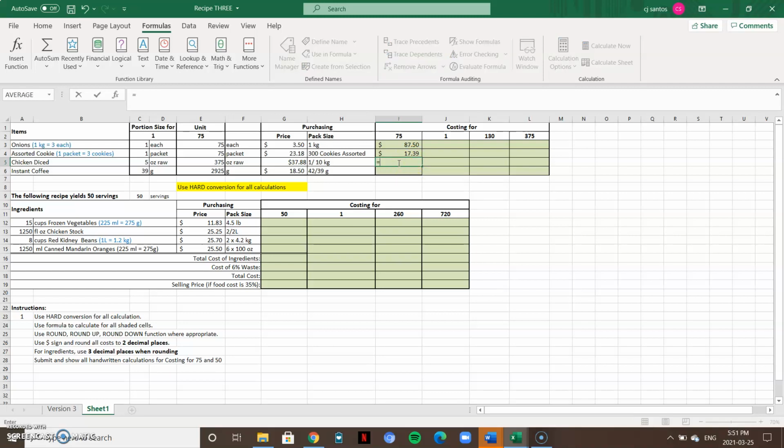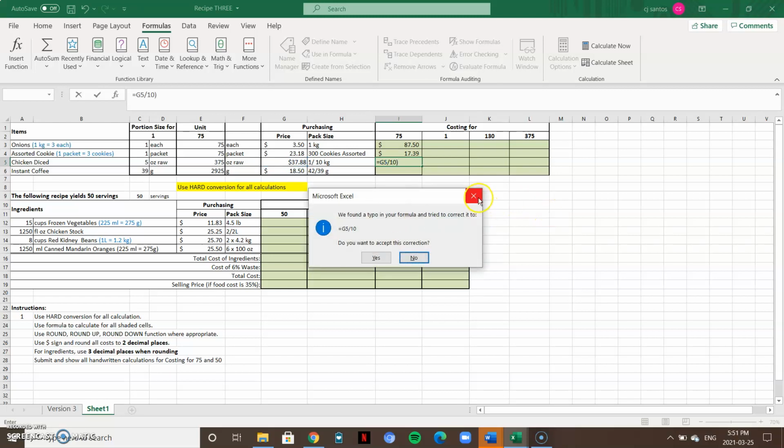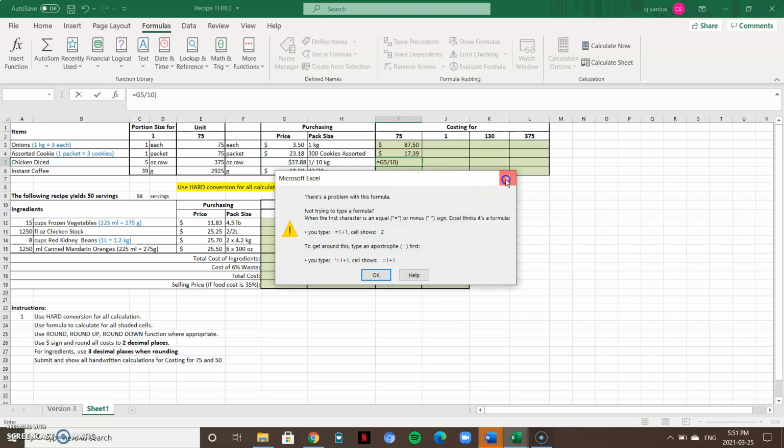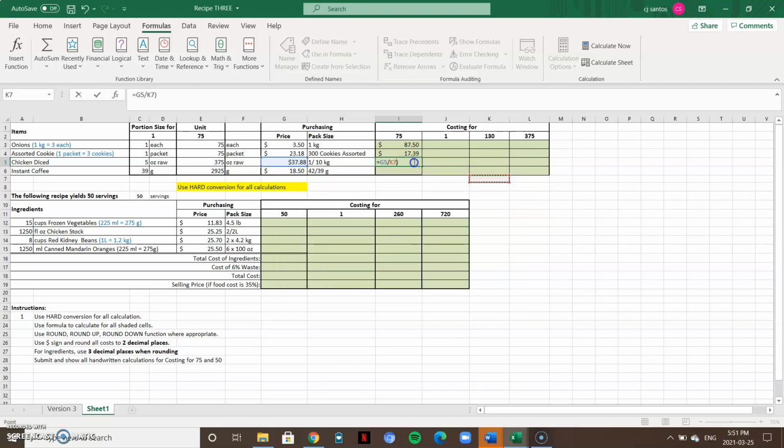For the next one, chicken diced, you would simply get $37.88 divided by 10 kilograms. Always remember to put in close brackets. 10 kilograms.